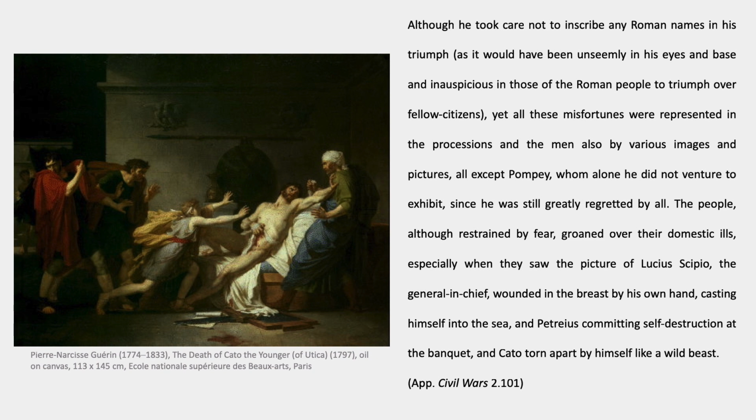The people, although restrained by fear, groaned over the domestic ills, especially when they saw the picture of Lucius Scipio, general-in-chief, wounded in the breast by his own hand and casting himself into the sea, Petronius committing self-destruction at the banquet, and Cato torn apart by himself like a wild beast.